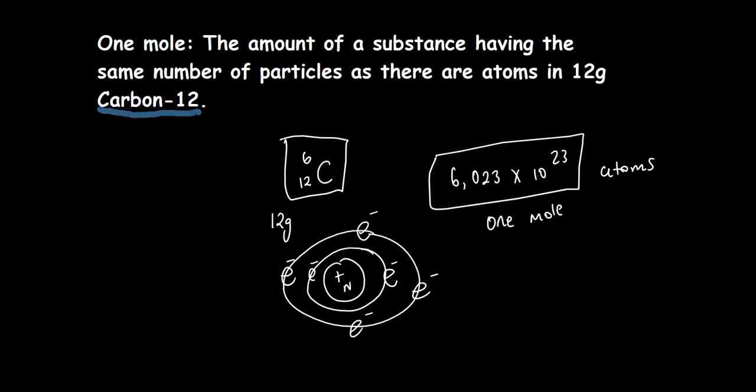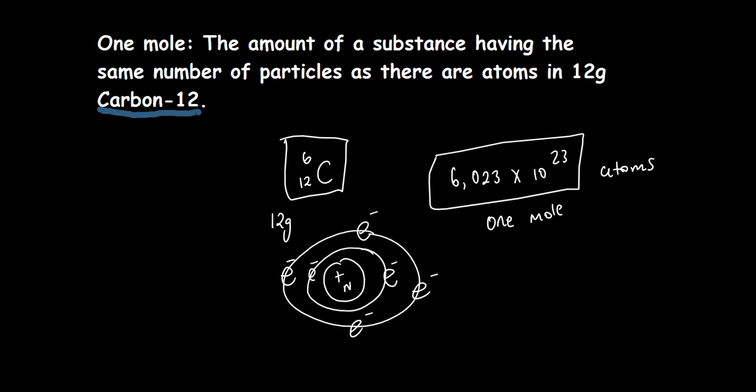So in 1 mole there are 6,023 times 10 to the power 23 atoms in 12 grams of carbon 12. Then he said all other atoms or elements are going to be measured using this standard, or rather using this 1 mole. So all of them are now going to be measured in terms of 1 mole.